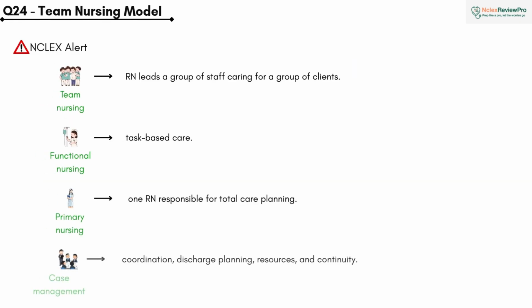Now, here is the NCLEX alert. Team nursing means the RN leads a group of staff caring for a group of clients. Functional nursing means task-based care. Primary nursing means one RN is responsible for total care planning. Case management means coordination, discharge planning, resources, and continuity of care.